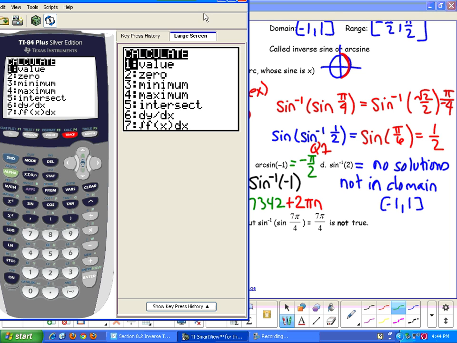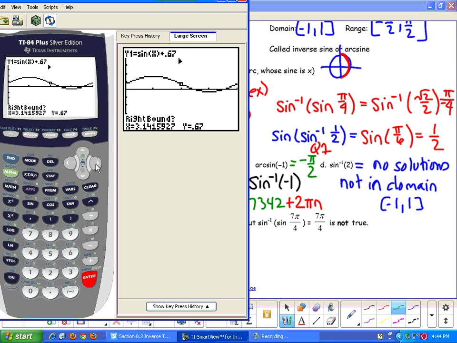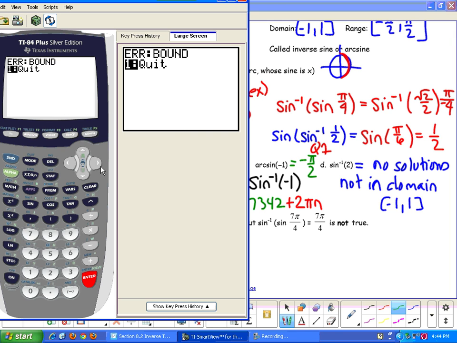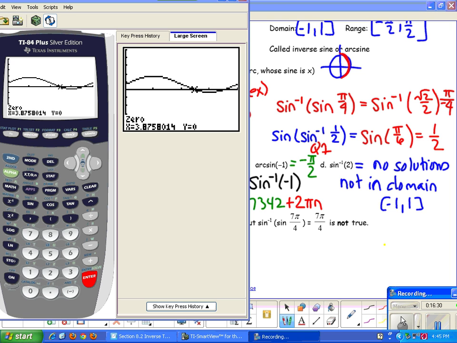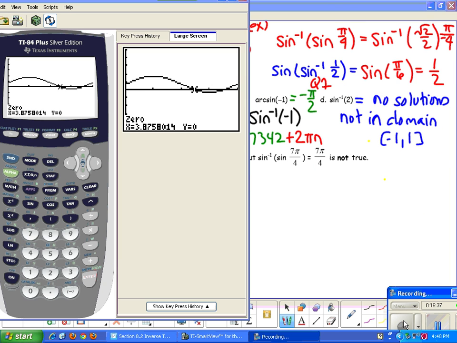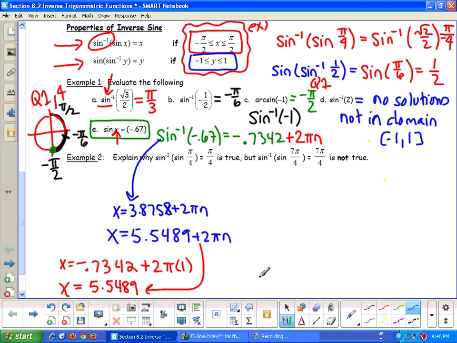So in order to find those two places, I need to do second trace, and I need to do the zero. And so when I do left bound enter, right bound enter, oopsies. So when I do the first one, I get an x value of 0.3875, and then I'm going to do the second one. And then I would find the other value by doing the same thing. So when I do all that, I get these two answers right here, which we learned how to get.